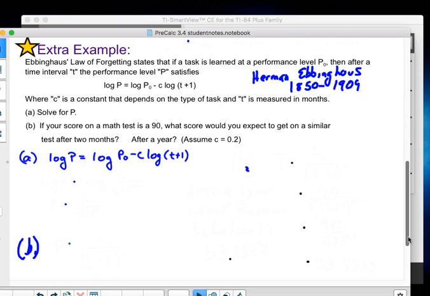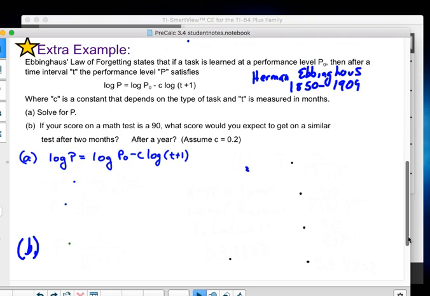I want you to realize that Ebbinghaus's law of forgetting states that if a task is learned at a performance level, P sub naught, performance level being above 90%, then after a time interval T, the performance level P satisfies this model. Log of P is equal to log P naught minus C log of T plus 1, where C is a constant that depends on the type of task and T is measured in months. So we've got to solve for P.